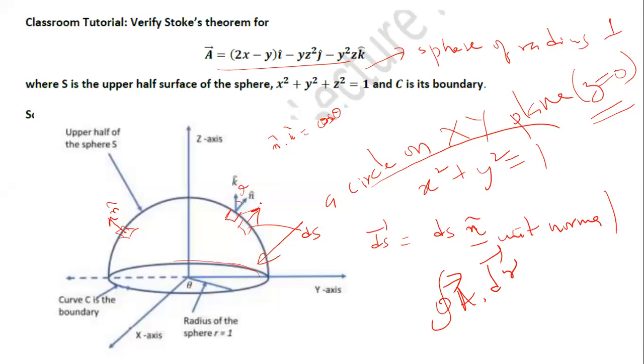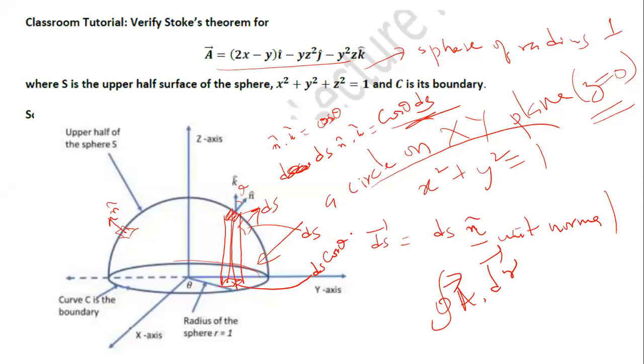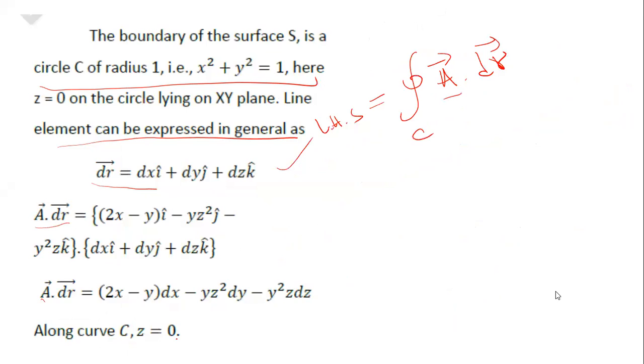So if you have a surface ds here, ds n cap dot k cap will result in cos theta ds. Cos theta ds will be a projection of this surface on the xy plane. So this will be your ds cos theta. So it's something like this.